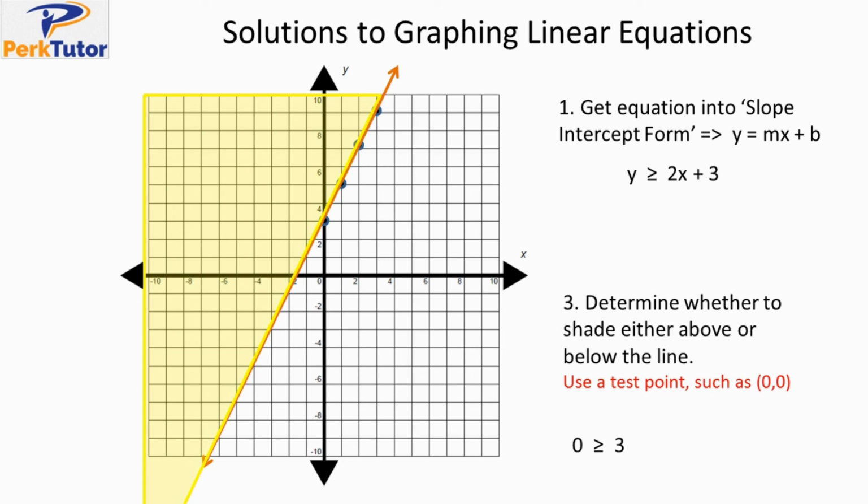Notice that the shading stops at the edge of the graph, but in actuality, it should extend out to infinity in the direction of the red arrows.